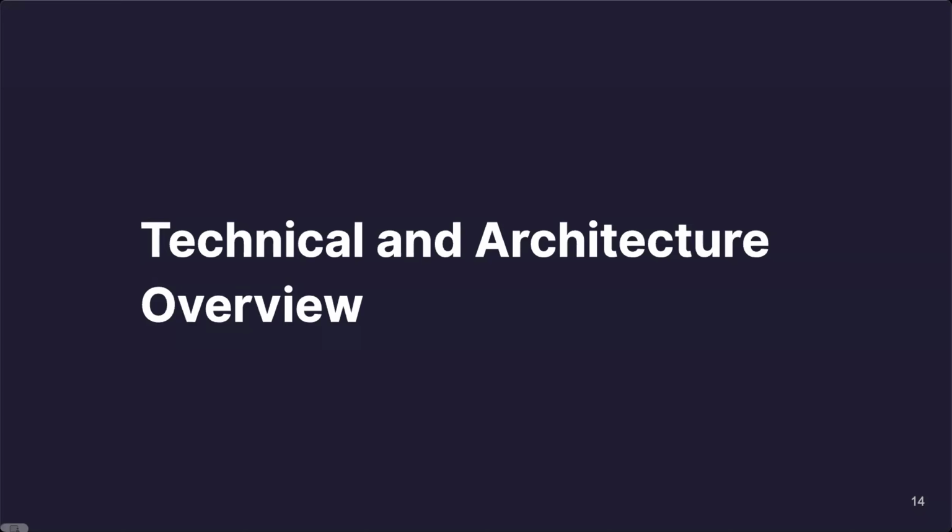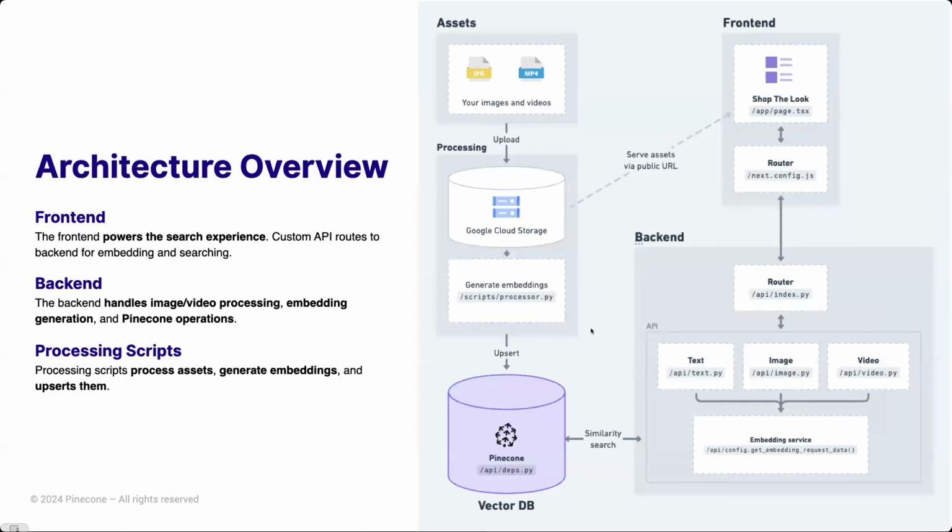Let's dive into the technical architecture and overview and how I built this program, how I built Shop the Look. It's honestly a pretty simple architecture. It is separated into the front end, which is this piece here, and the back end, which is this piece. We also include these processing scripts that take your data, process it, upload it, and generate the embeddings for it, which are saved to a vector database. I'm going to go in depth into each of these pieces, so don't worry if you can't see this very clearly.